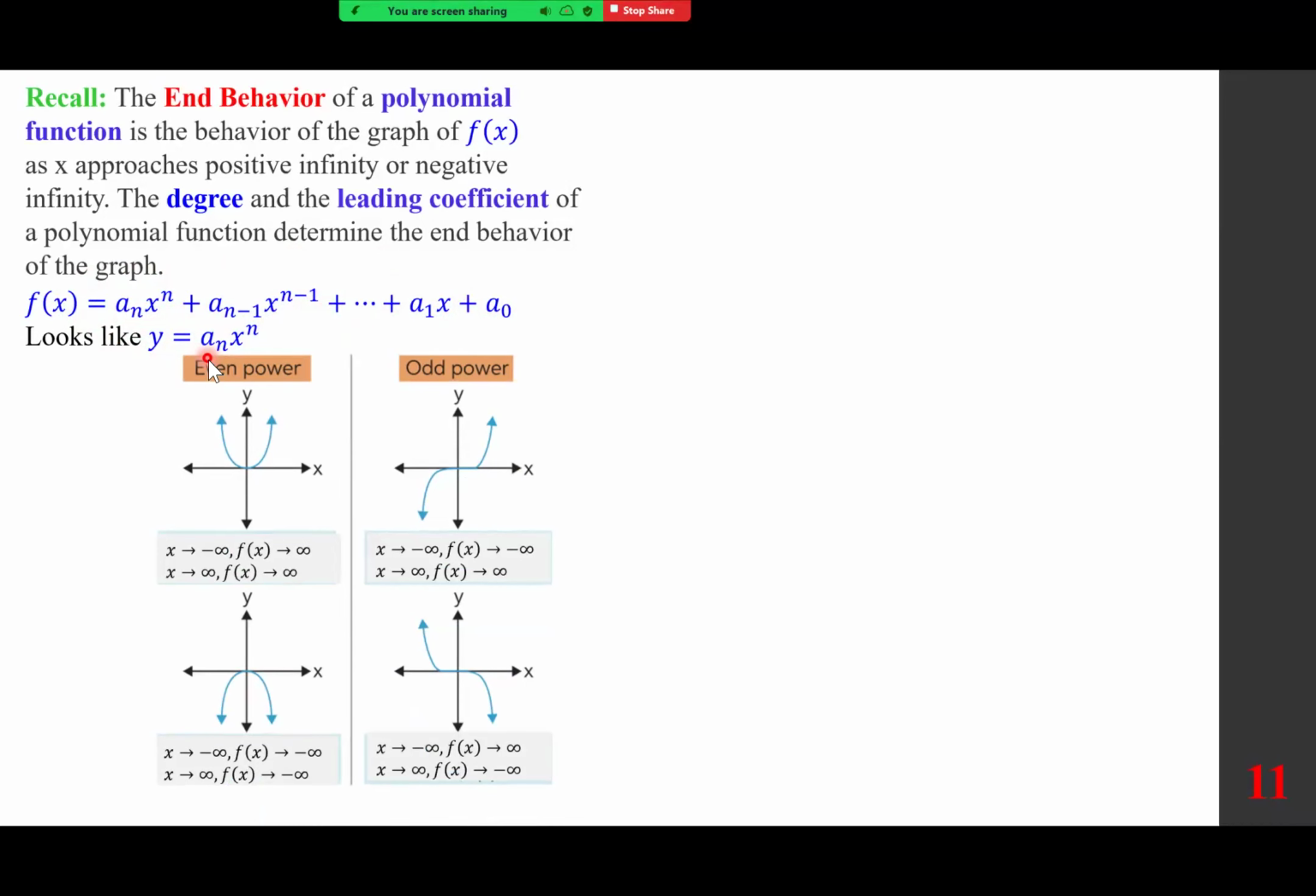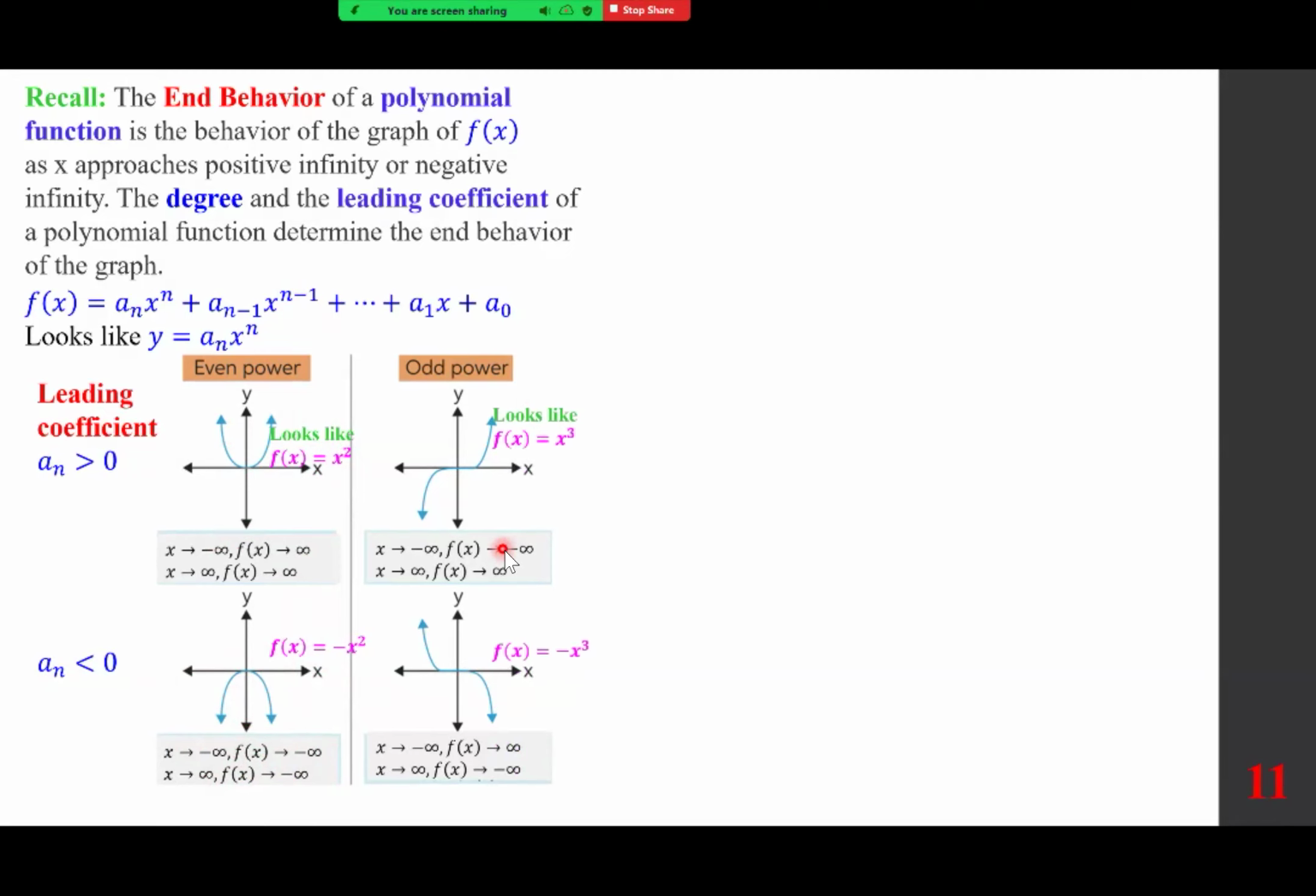So when we are dealing with even powers, if a sub n is positive, it looks like this. If a sub n is negative, it looks like this. And if we are dealing with odd powers, a sub n positive looks like this, and a sub n negative looks like this. Meaning, this looks like x squared. When x goes to negative infinity or positive infinity, y blows up to infinity in both cases. In this case, when x goes to negative infinity or positive infinity, y goes to negative infinity. That's why we have those.